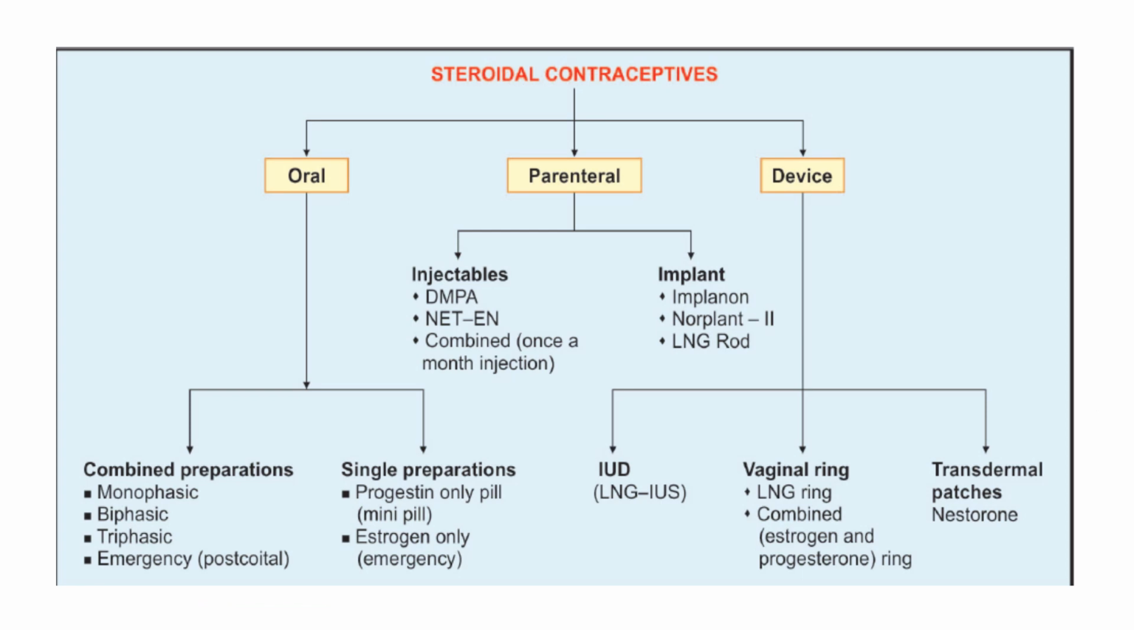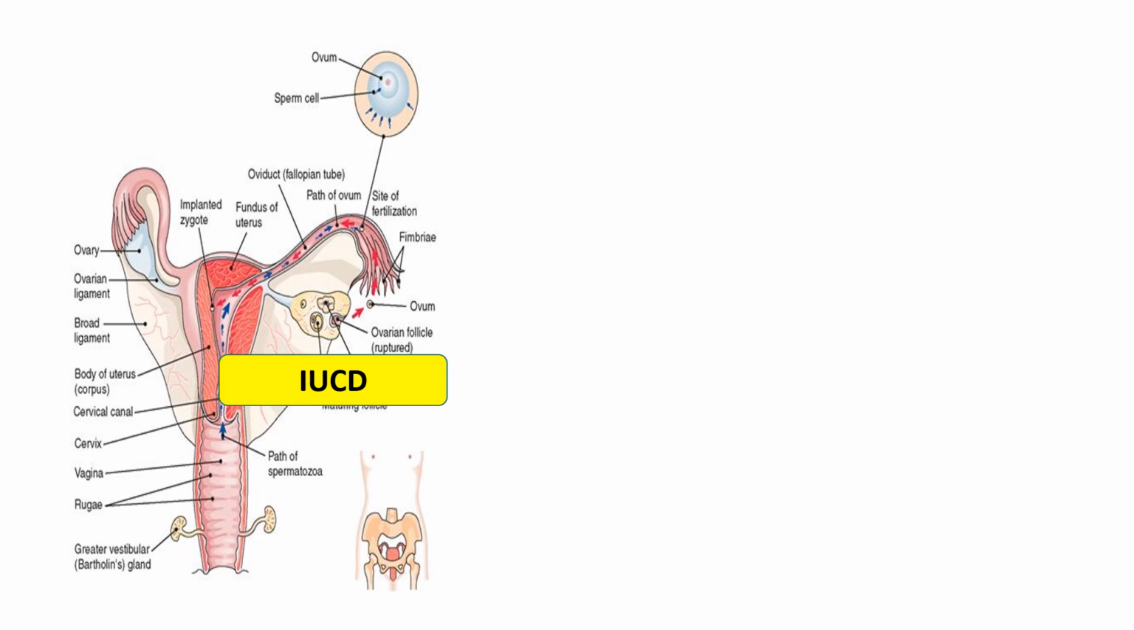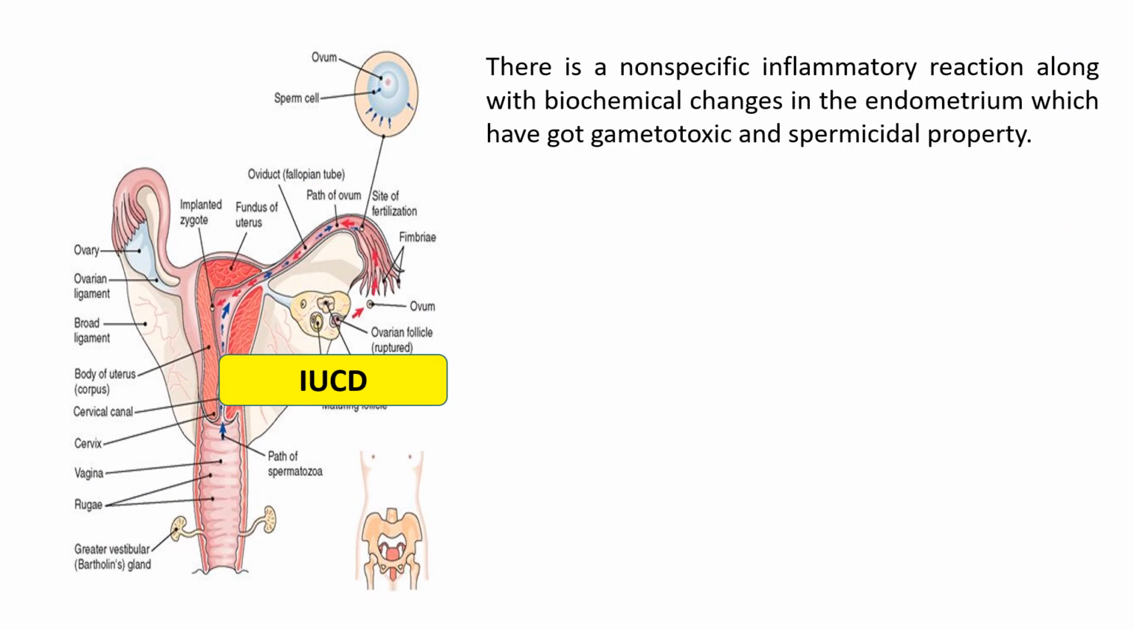Now come to another method of contraception, that is your IUCD, that is IUD, or intrauterine devices. So what is the mechanism of action of this IUCD? How are they preventing fertilization and implantation? There is a non-specific inflammatory reaction along with biochemical changes in the endometrium which have got gametotoxic and spermicidal property.